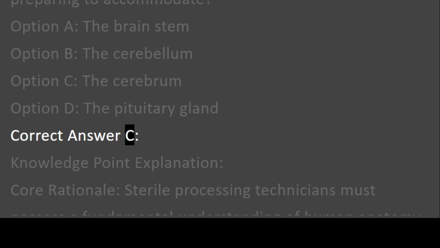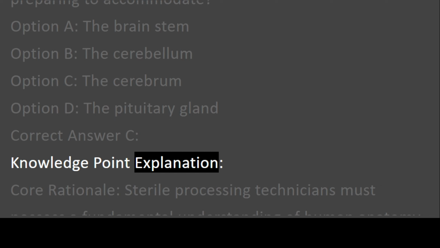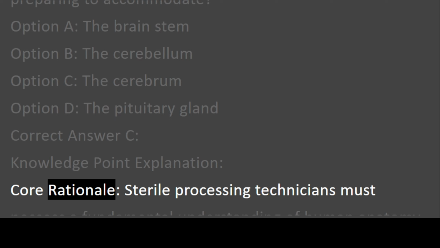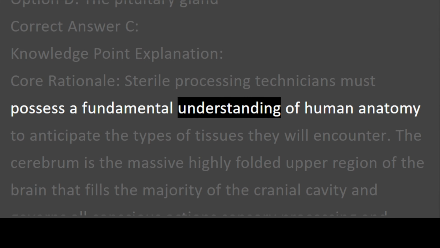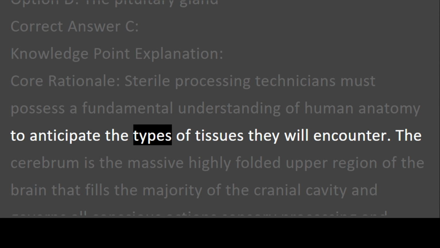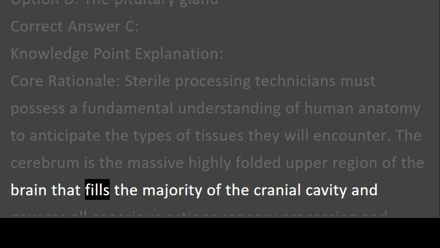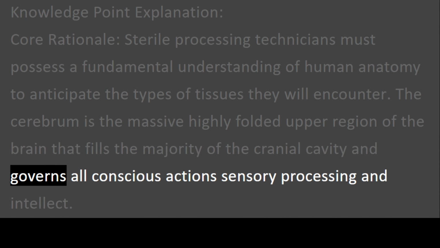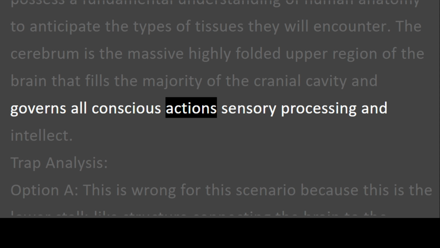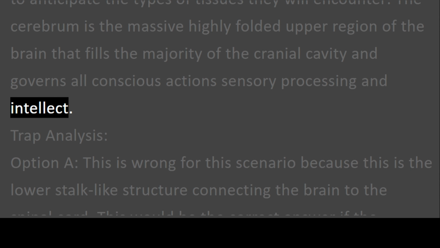Correct answer C. Knowledge point explanation. Core rationale. Sterile processing technicians must possess a fundamental understanding of human anatomy to anticipate the types of tissues they will encounter. The cerebrum is the massive, highly folded upper region of the brain that fills the majority of the cranial cavity and governs all conscious actions, sensory processing, and intellect.